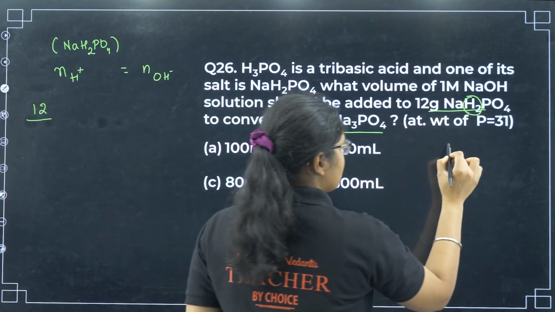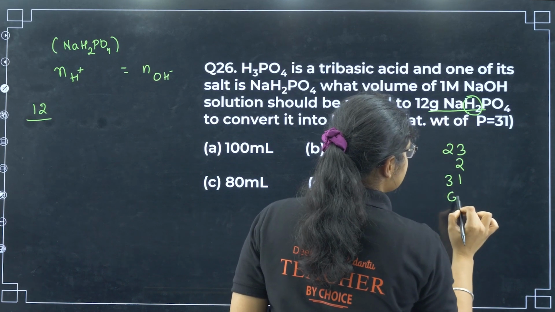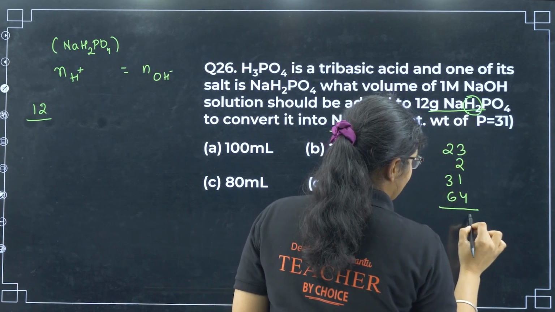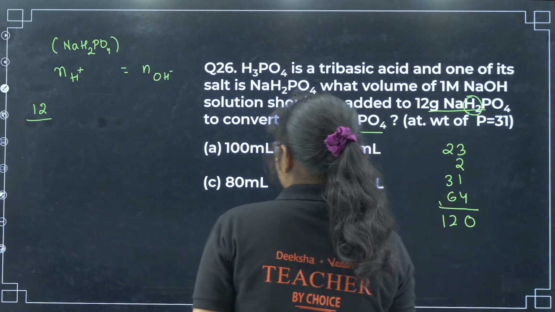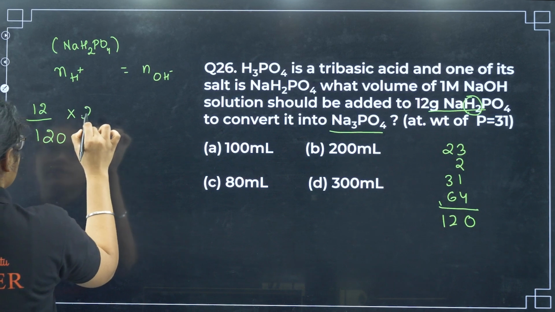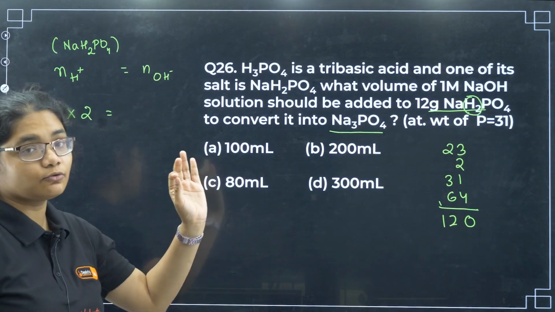So here if I just want to calculate the molar mass, 23 plus 2 plus 31 plus 64, right? 23 plus 2 is 25, plus 31 is 56, plus 64 is 120. So 12 divided by 120, into 2. This is the number of moles of H+, that will be equal to the number of moles of OH-.